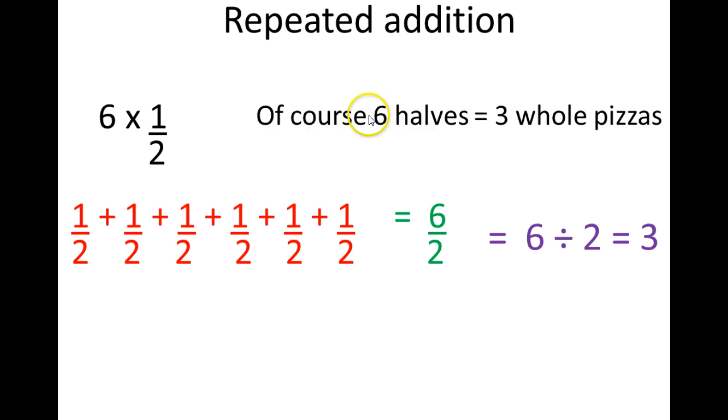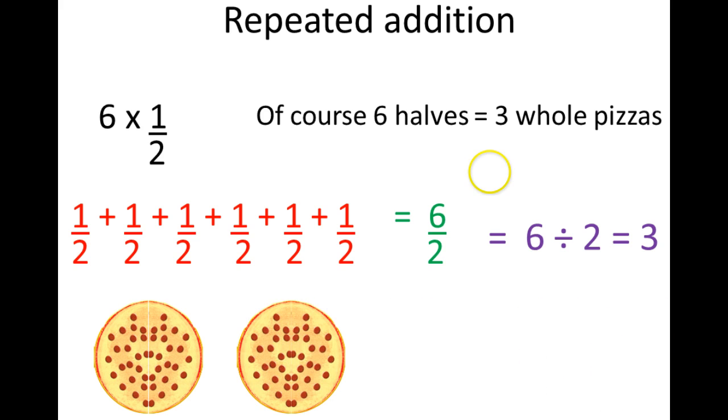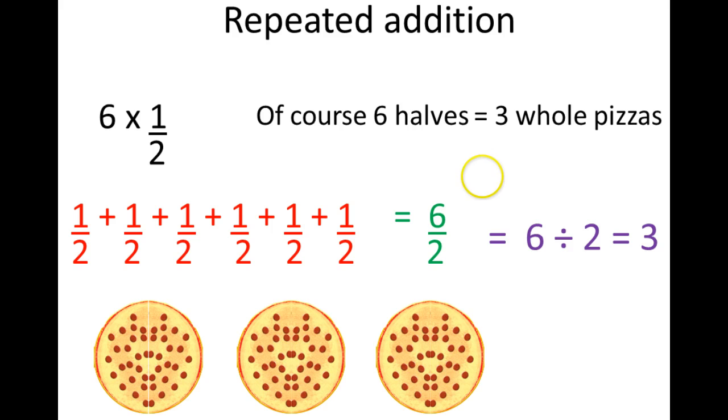Of course, you guys probably are used to pizzas. 6 halves should equal 3 whole pizzas. Let's see. So there's 1 half, 2 halves, 3 halves, 4 halves, 5 halves, and 6 halves gives me 1, 2, 3 whole pizzas.